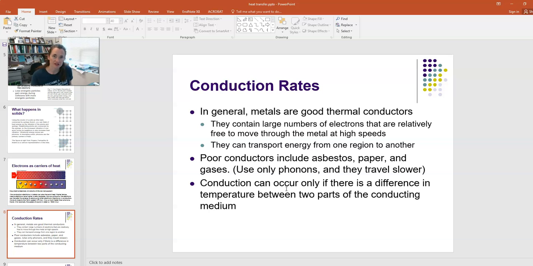If you don't have conduction electrons, you're an insulator. Poor thermal conductors include things like asbestos, paper, and gases. In solid materials, they have to transfer energy via wiggling, which wiggles the next one, which wiggles the next one. That's basically a sound wave, so it can only move at the speed of sound in the material, which is a lot less than the Fermi speed of conduction electrons.